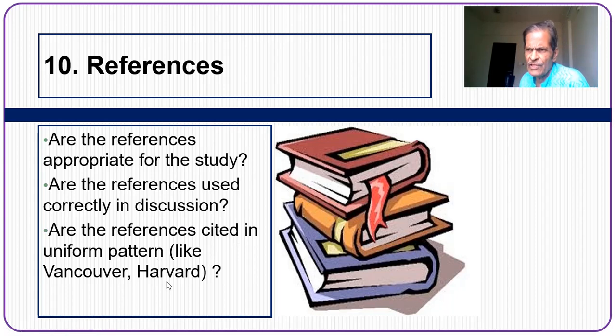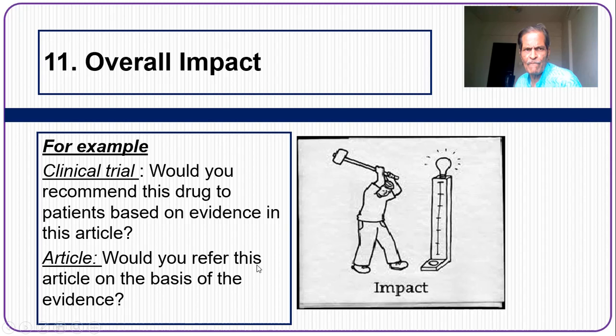If the Vancouver system is adopted, then the citations in the text and the ultimate list of the references should be as per Vancouver style. If the citations are as per Harvard standard, the citations and the ultimate list of the references must be as per Harvard standards. So these things one can see.